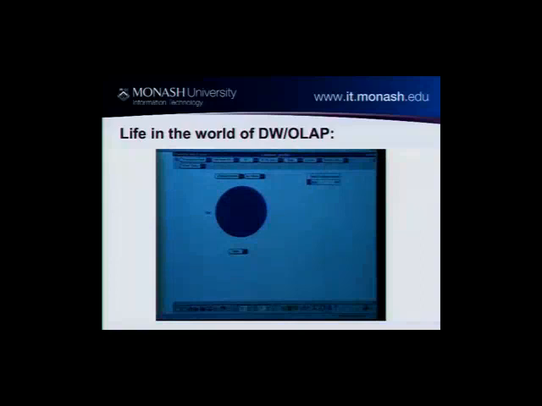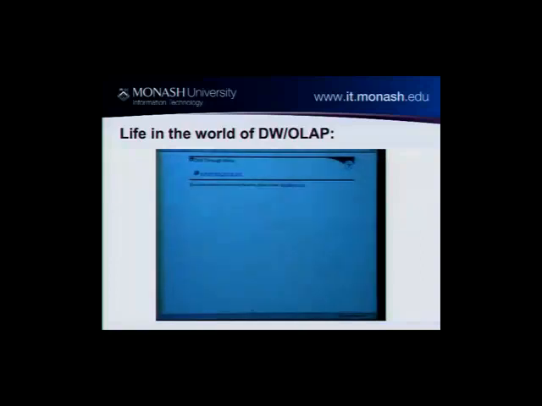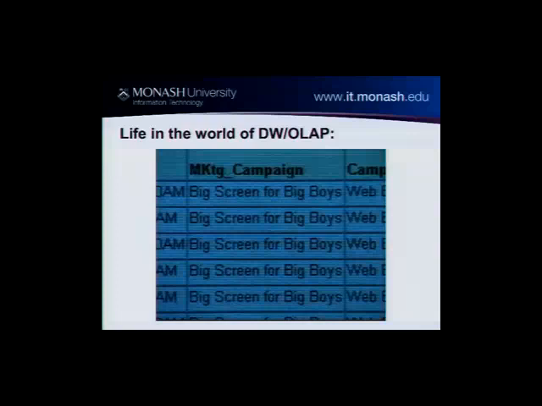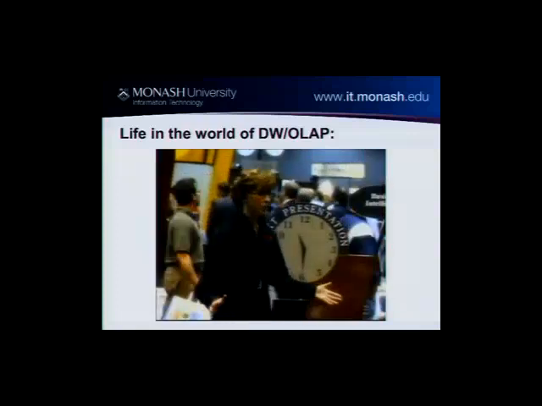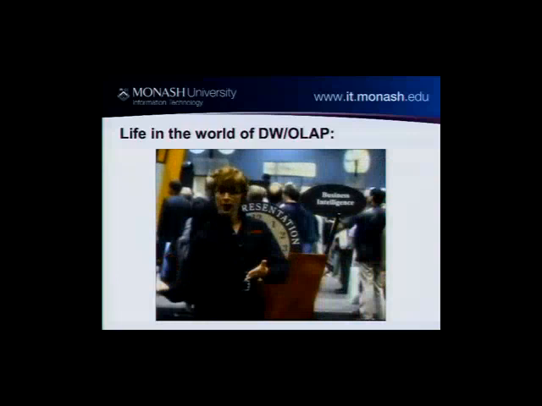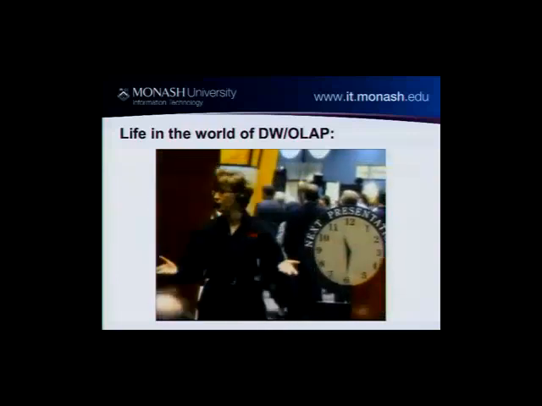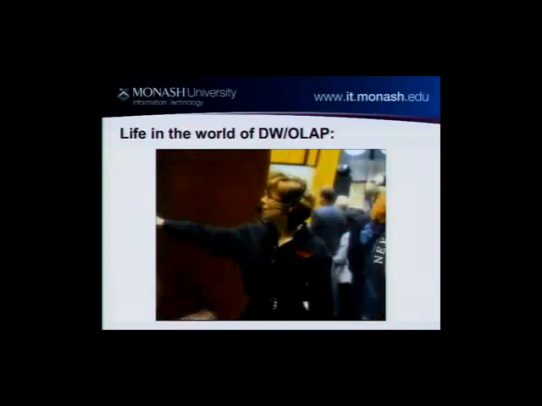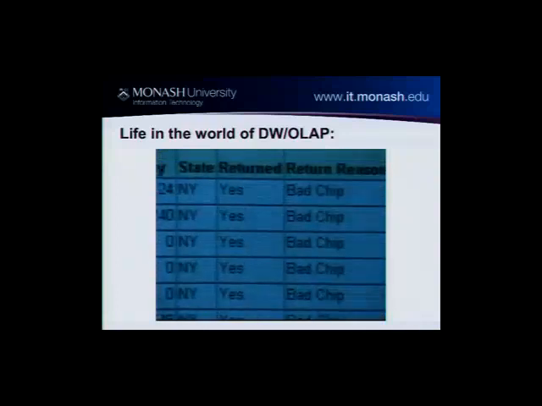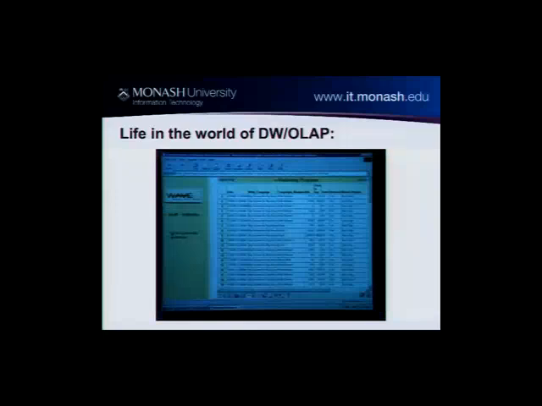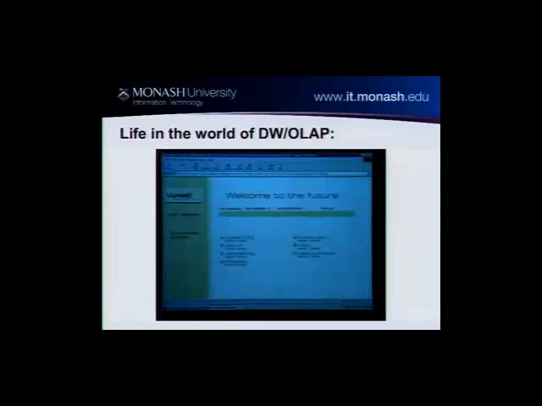So let's drill through for some more information so maybe I can determine why this is happening. So now what's going to come up is a report that shows me that, in fact, I ran an e-marketing campaign. It was called Big Screen for Big Boys. And we ran that in New York. It was highly successful. So now I can take that information, run that same campaign maybe in California or Illinois, somewhere else, and it'll probably be successful. But what's also interesting about this report is at the end here, I can see that we've had a lot of those flat panel TVs returned. And the reason that people are returning them is because there's a bad chip problem. So could you find out what supplier is supplying you with those bad chips? So now I'm pulling up a new supplier scorecard.